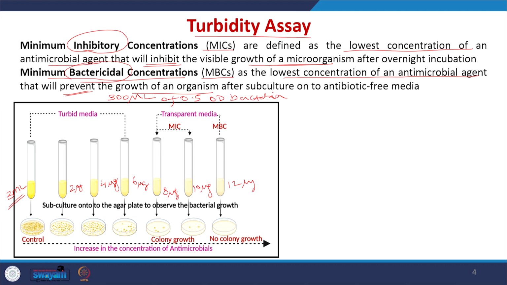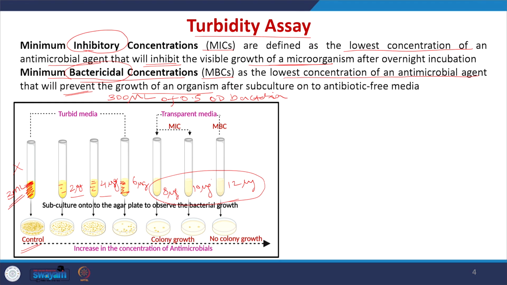After overnight incubation, you can see the turbidity. Turbidity means the bacteria has grown. In the test tube that is the control, that means it is untreated, where you did not add any nanomaterial, there is no nanomaterial, so the bacterial growth is complete, you get the complete turbidity. Whereas you added the nanoparticle at the low concentration like 2 microgram or 4 microgram, still you are able to see the turbidity. That means the bacteria has grown in these test tubes. You can observe that in these 3 test tubes there is no bacterial growth. From this we have to identify which is MIC and which is MBC.